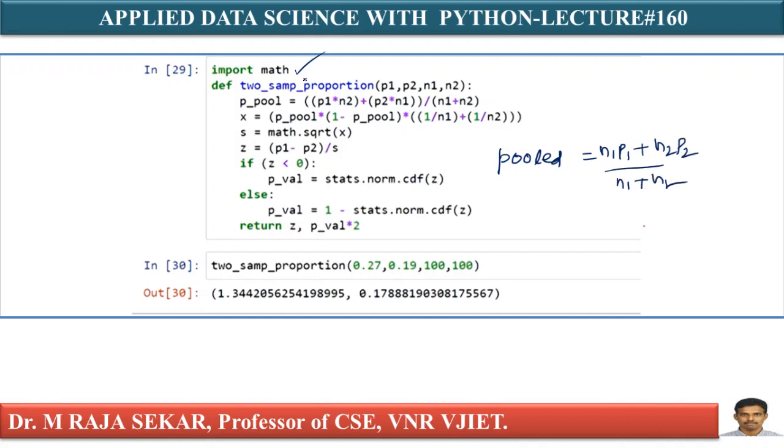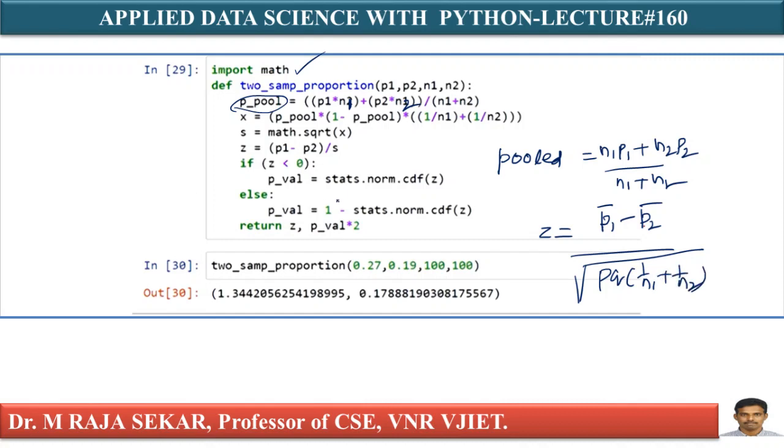This is a formula. This is actually p1 into n1, this one is n1. Anyway, I will show you in Jupyter notebook. n1 into p1, n2 into p2 by n1 plus n2. This is p_pool, that is essentially the pooled proportion, isn't it? Now, what is my formula? My formula is z equal to p1 bar minus p2 bar by under root of pq into 1 by n1 plus 1 by n2.